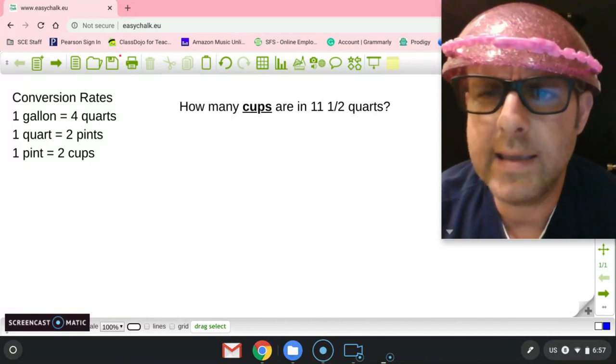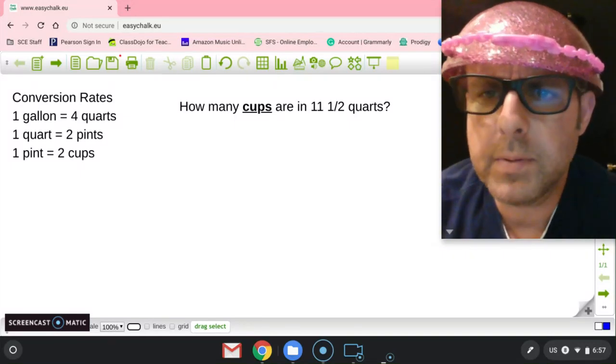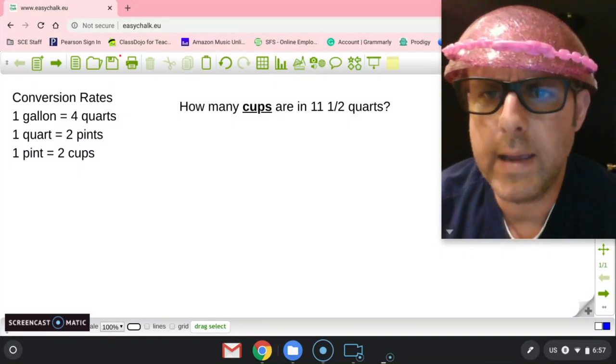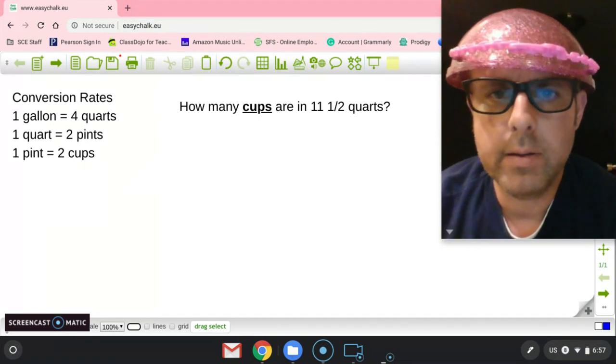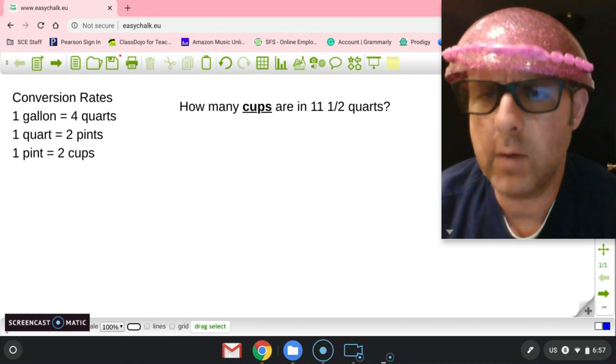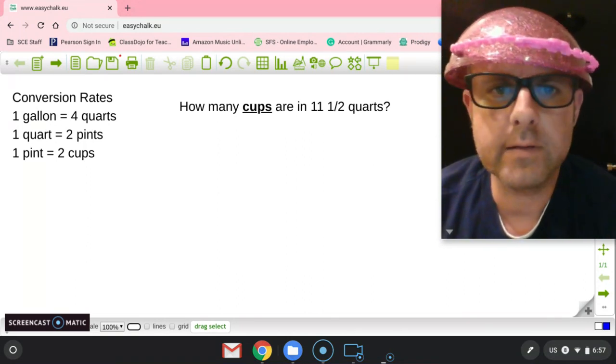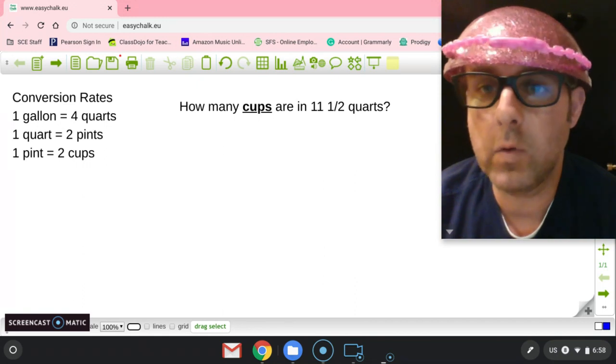The biggest thing is, and I don't think I've done a real great job of doing this, is explaining how we can use a roadmap. Now the roadmap just tells you where you are starting, where you are going, and how you can get there. It's just a roadmap. And so we're going to look at our problem today. It says, how many cups are in 11.5 quarts?